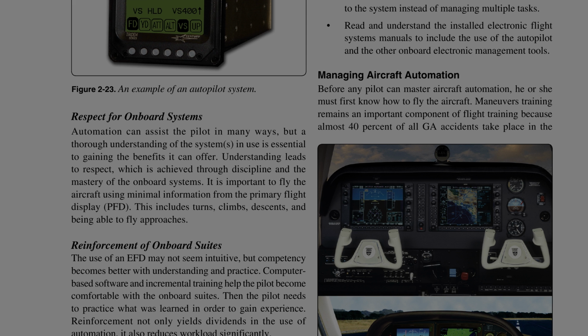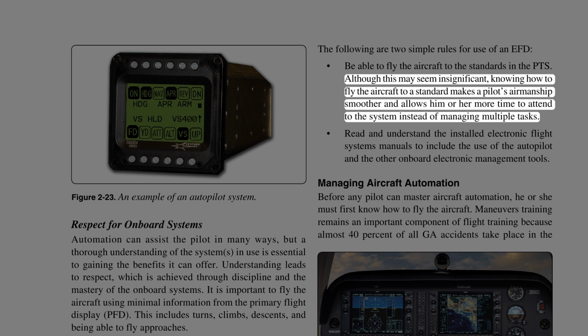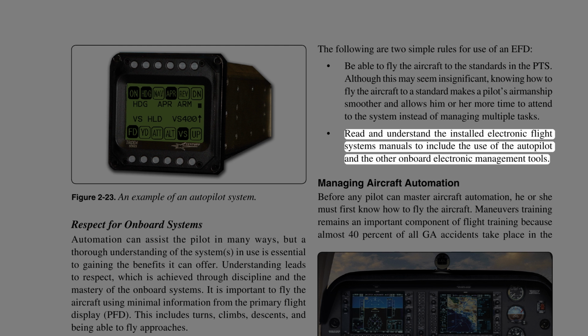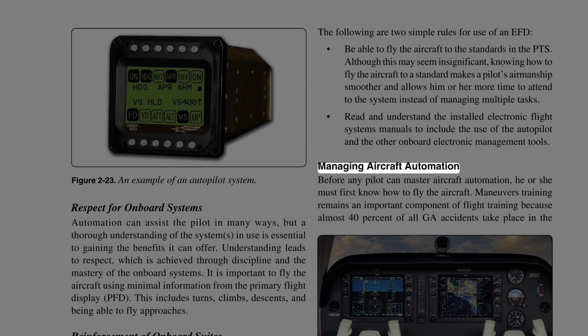Be able to fly the aircraft to the standards in the PTS. Although this may seem insignificant, knowing how to fly the aircraft to a standard makes a pilot's airmanship smoother and allows him or her more time to attend to the system instead of managing multiple tasks. Read and understand the installed electronic flight systems manuals to include the use of the autopilot and the other onboard electronic management tools. Managing aircraft automation.